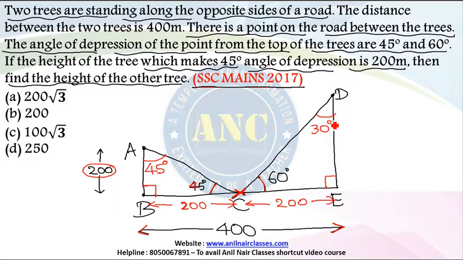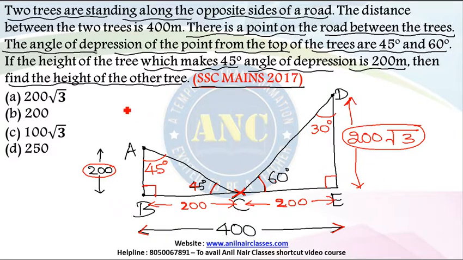According to our assumption, opposite to 30, if it is 1, opposite to 60 will be root 3. But opposite to 30 is not 1. Opposite to 30 is 200. 1 into 200 is 200. Root 3 into 200 is 200 root 3. That is the answer. That is what they are asking, right? What is the height of the other tree? That is nothing but DE, 200 root 3.